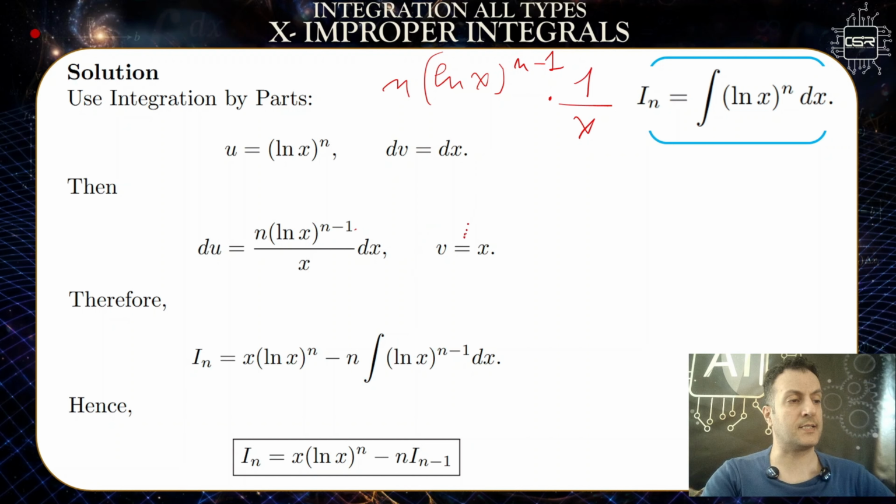dv equals dx, v is equal to x. Therefore, I_n is equal to x (ln x)^n minus n times the integral of (ln x)^(n-1) dx, which is, by the way, I_(n-1).